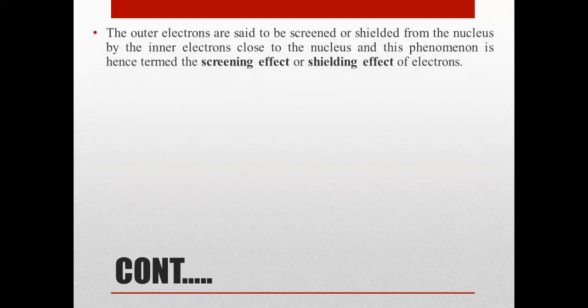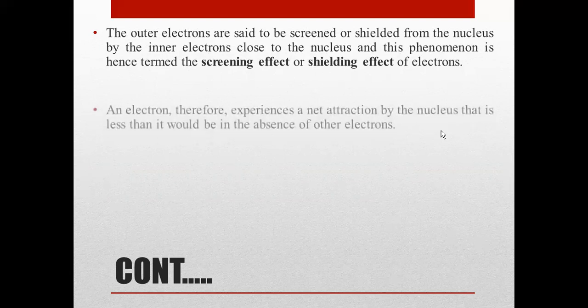Because of that, the outer electrons are said to be screened or shielded from the nucleus by the inner electrons close to the nucleus, and this phenomenon is termed the screening effect or shielding. Simply, I can say the inner electrons shield your outer electrons, and this phenomenon is called the screening effect, or you can say the shielding effect.